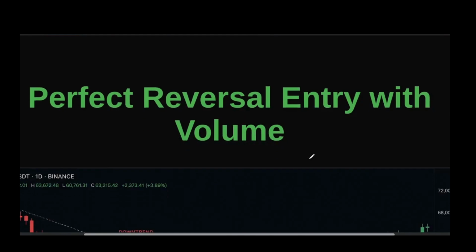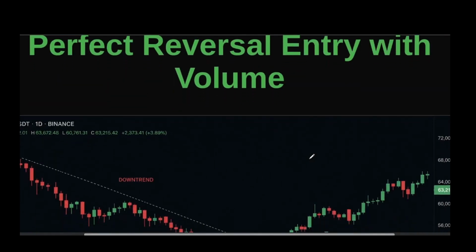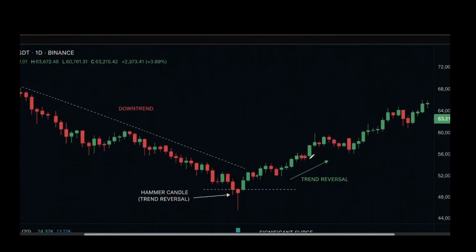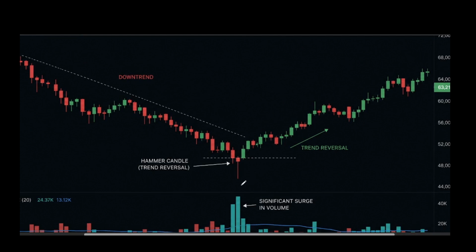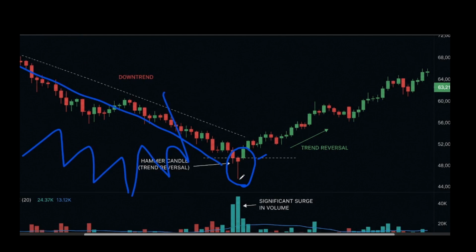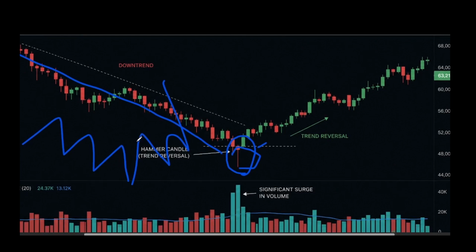Now the second thing, perfect reversal entries with volume. Now you see here, a few people trade based on inverted hammer like candles. An inverted hammer is a good sign that after a downtrend the market is going to reverse. After a major downtrend, if you see an inverted hammer, it is a good sign that the market is going to reverse. If you want more such confirmation candles, check out the previous video on my YouTube channel, you'll find it.